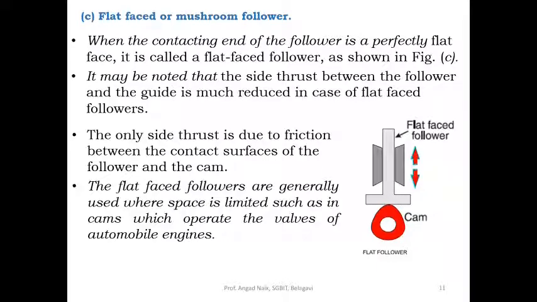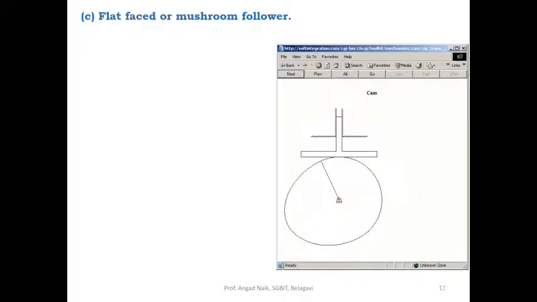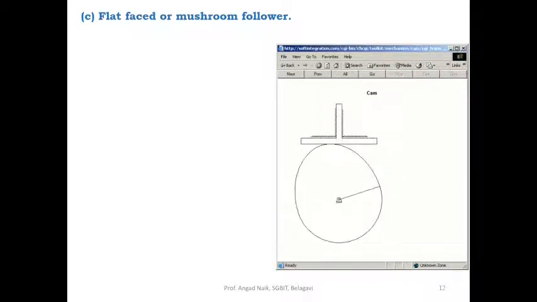These are generally used where space is limited, such as in cams which operate the valves of an automobile engine. However, when the flat-faced follower is circular, it is then called a mushroom follower. This should be noted. Now we'll see the animation for the flat-faced mushroom follower. So this is a flat-faced follower.